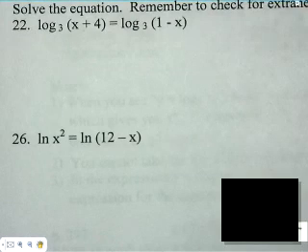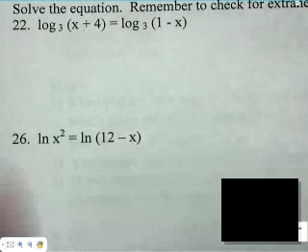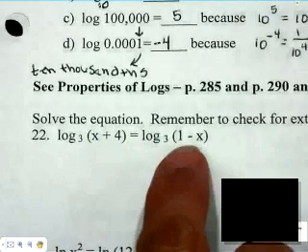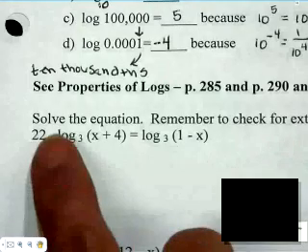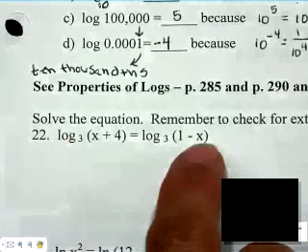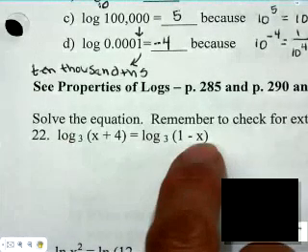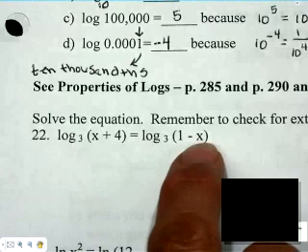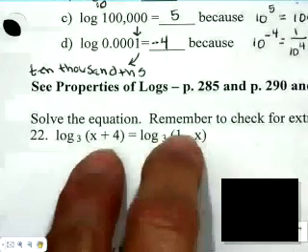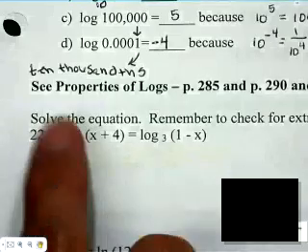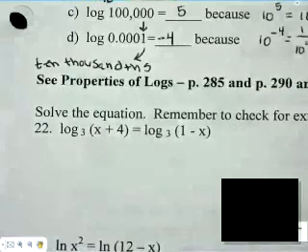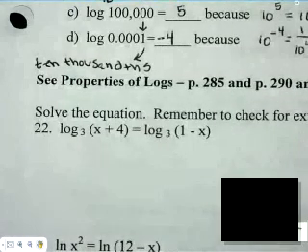All right, 22, log base 3 of x plus 4 equals log base 3 of 1 minus x. How can log base 3 of one thing equal log base 3 of something else? How is that possible? Not the same x, but the same argument. If they're arguments of each other.